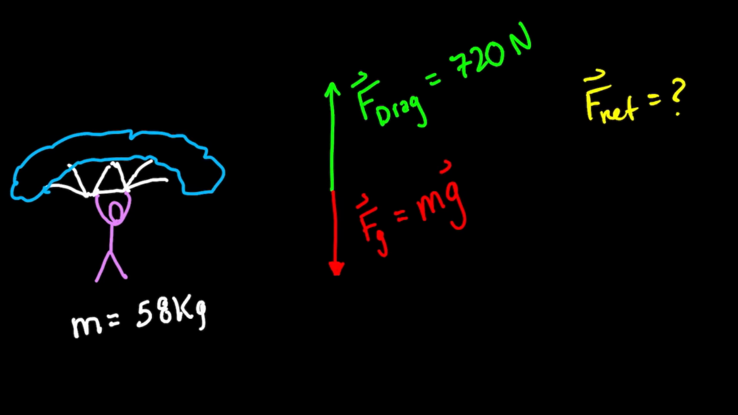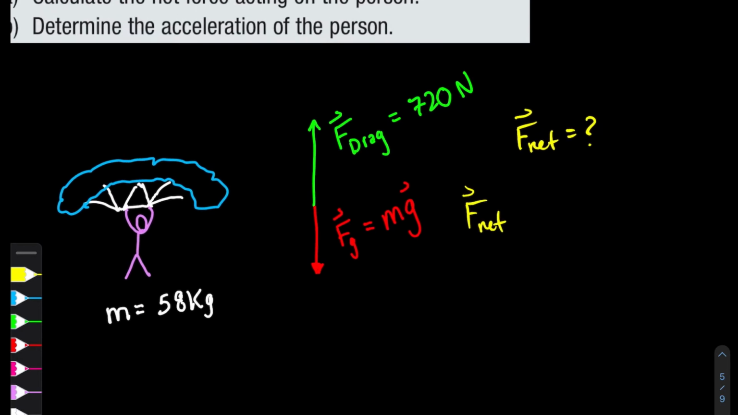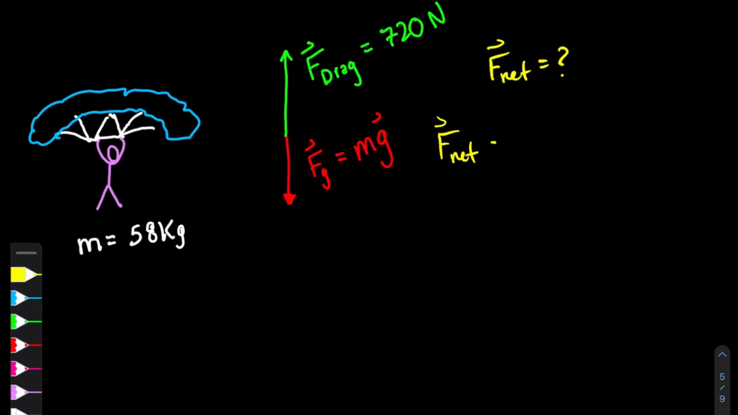Okay, so in order to calculate the net force, we had to identify what are the forces acting on the person. Well, in this case, there are only two forces. And remember, the net force is the sum of all the forces acting on the person. So the net force is just the sum of all the forces, which is the drag force, plus the force of gravity. And then we're only interested in the y component of it.